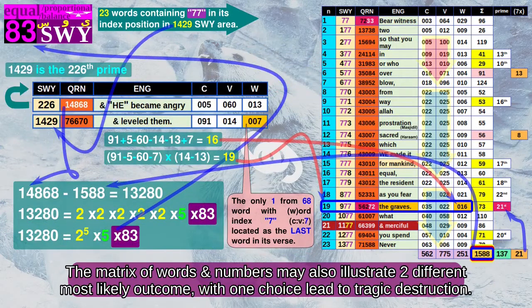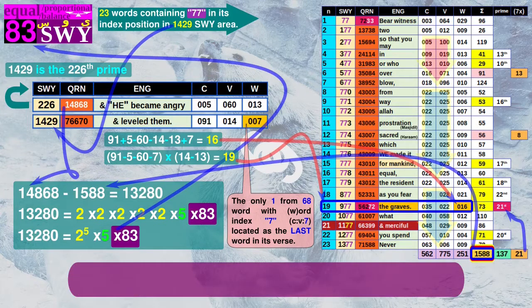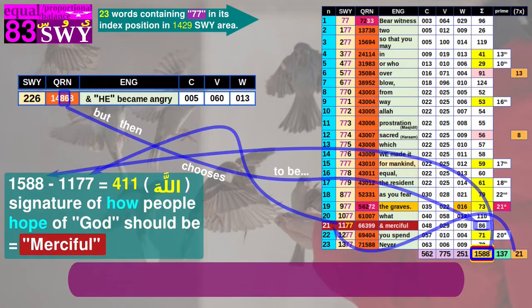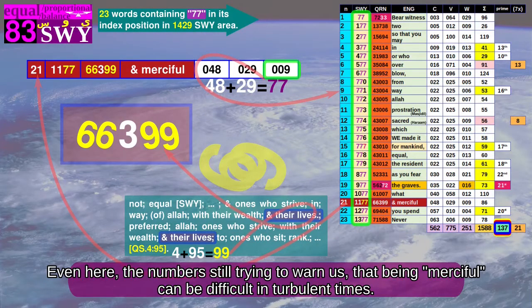The matrix of words and numbers may also illustrate two different most likely outcome, with one choice lead to tragic destruction, and another choice lead to one of many, but also among the most important human trait, which is being merciful. Even here, the numbers still trying to warn us that being merciful can be difficult in turbulent times.